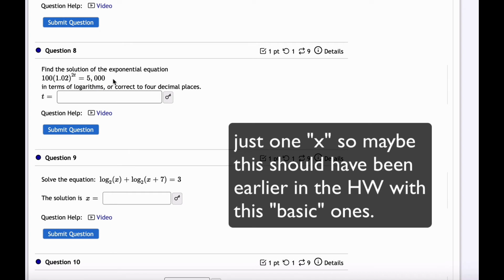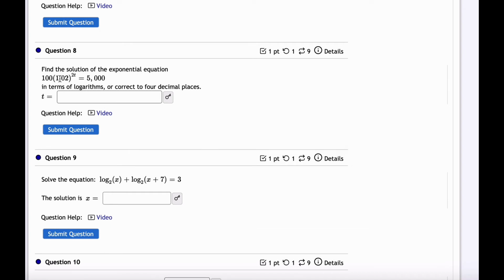Question 8, no logs, but since it's in this chapter, you're going to have to introduce them. It would be nice if this 100 weren't here. Maybe you divide both sides of the equation by 100 before you take any logs. And then you're like, all right, logs, log base 1.02, I guess. I mean, you could do that if you want, but I think what I would probably do, instead of having a decimal as the base in my log, is just take the log of both sides, or the natural log of both sides, whatever.